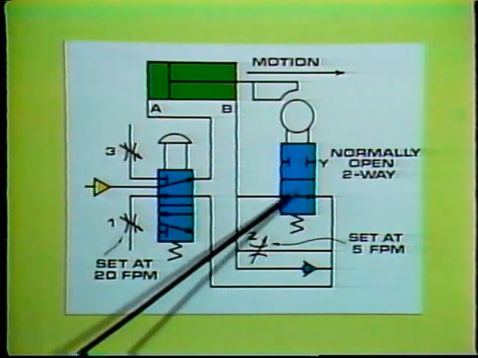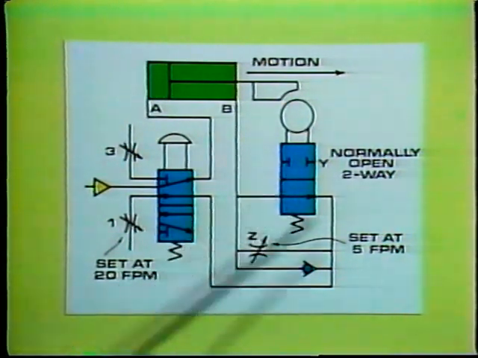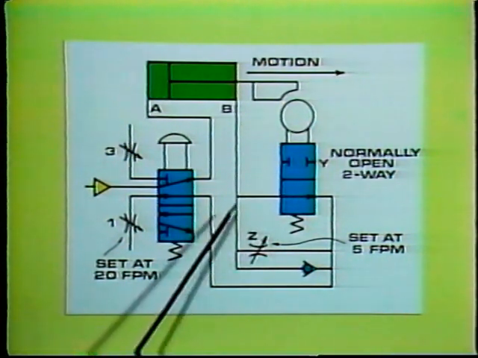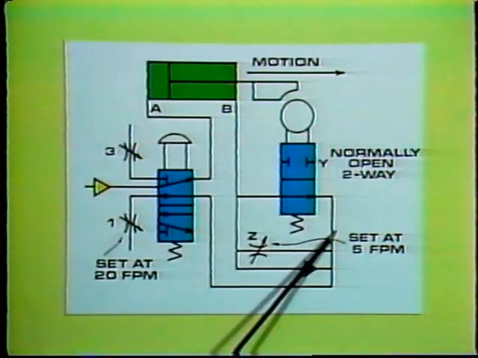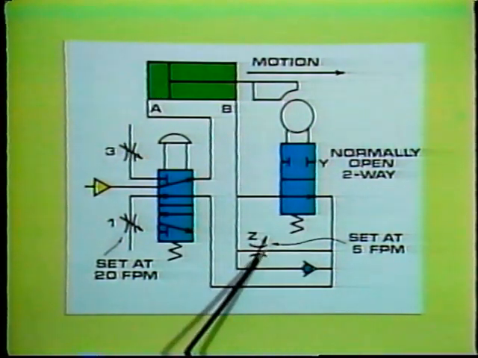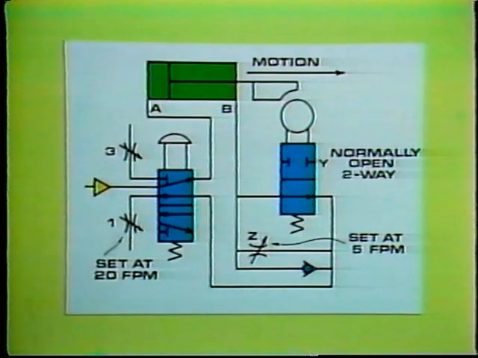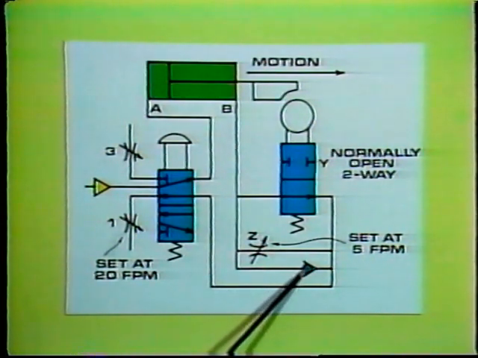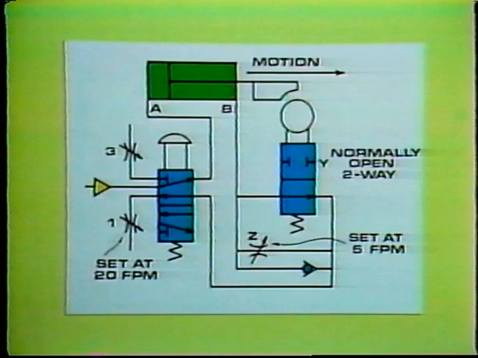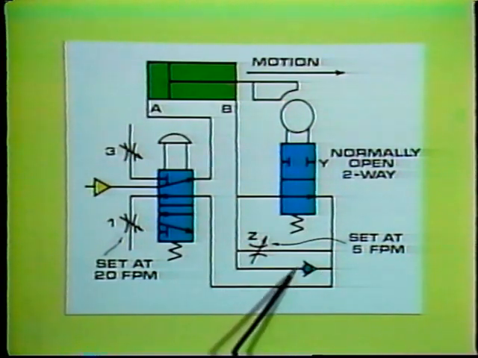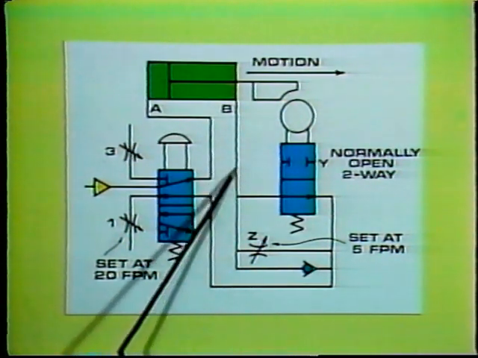Here is how the valve is represented in the circuit diagram. You can see that it is connected in parallel or across the flow control valve, Z, which has been set to establish the slow forward cylinder rate of 5 feet per minute. Our system also uses a check valve here to permit free flow around the flow control valve when the cylinder is being retracted. Okay, we're ready to look at how the system operates.